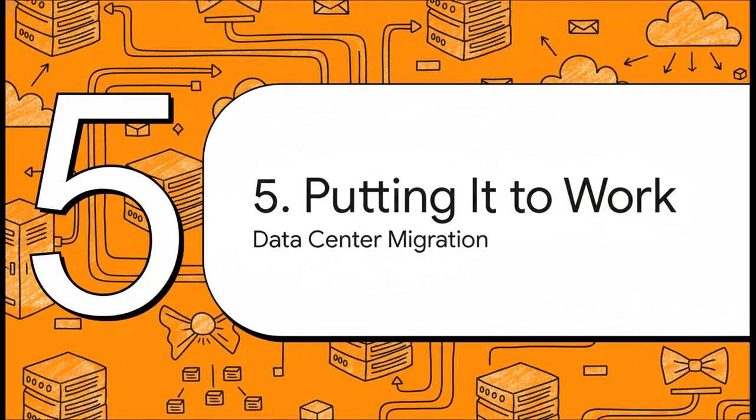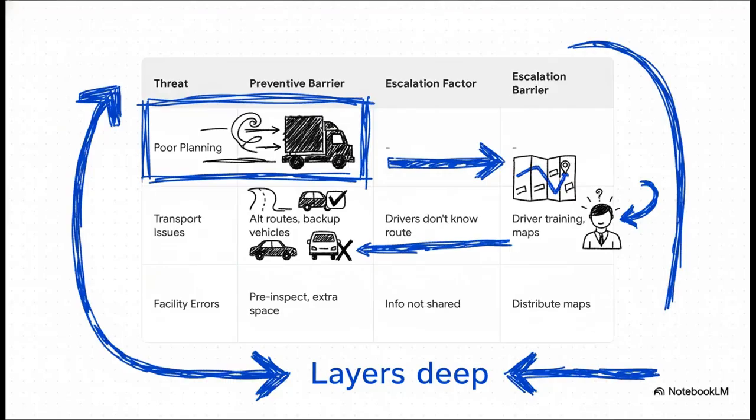All right, theory is great, but what does this look like in a real-world business situation? Let's move on and put it to work with a great case study from the source material, a super complex data center migration project. Okay, so in this case, the big top event everyone wants to avoid is exceeding the project deadline. Let's look at one threat: transport issues. A good preventative barrier would be to plan alternative routes and have backup trucks ready.